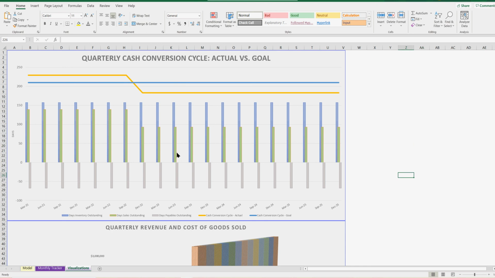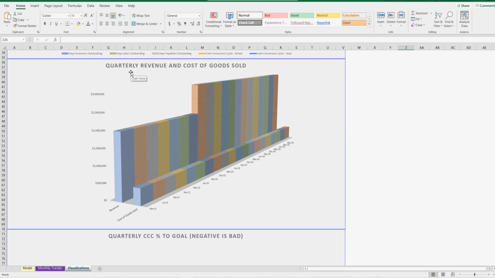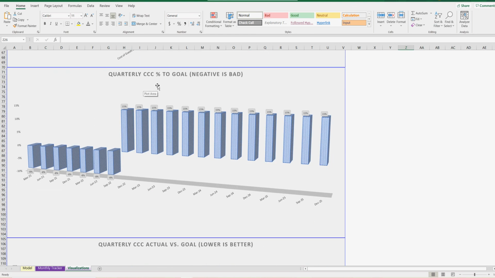So we've got this is the visualization I just went over. But look at this one. I did a quarterly revenue and cost of goods sold. I thought this was cool looking. A lot of time spent on formatting this. Quarterly CCC percentage to goal. So this again shows here these negatives are saying you're 8% over the goal, and here you're 15% under, and lower is better. So you want to be in this chart, the higher the bar positive, the better, because that's saying how much percent you are below the goal.